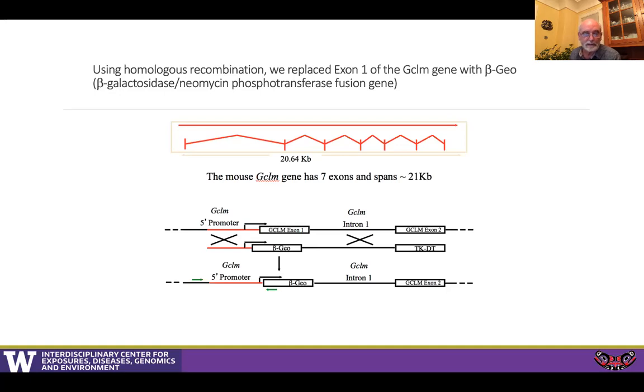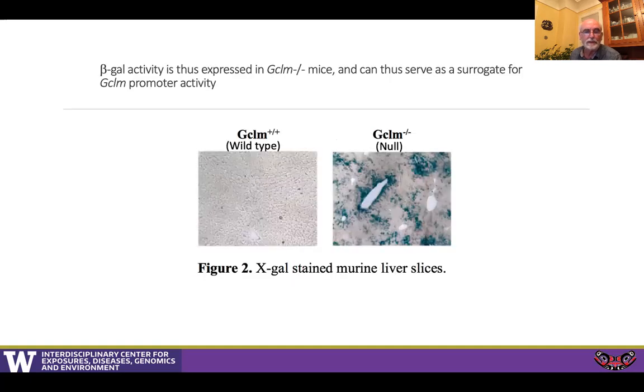So if beta-galactosidase activity goes up in these cells, then it suggests that the GCLM promoter is turned on. If it goes down in these cells, it's either because it's been a toxic reaction or because the GCLM promoter has been turned off. This is kind of shown in this slide here.